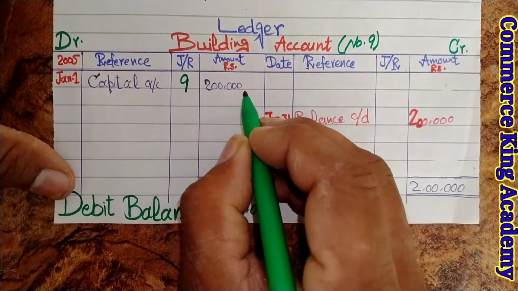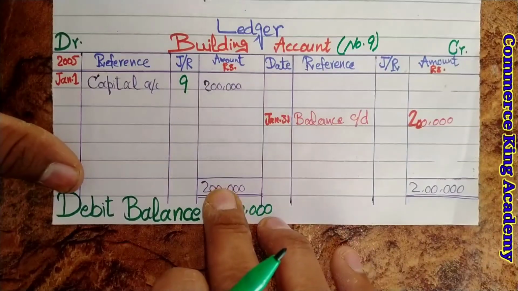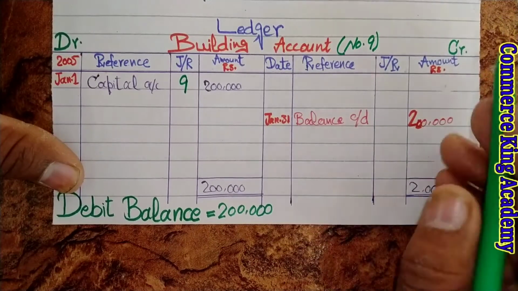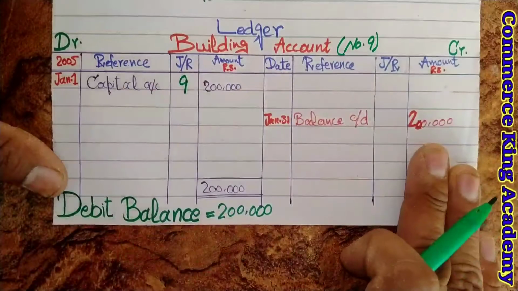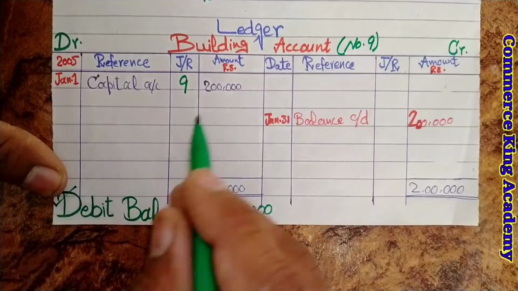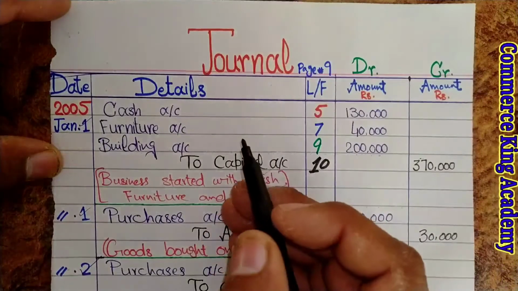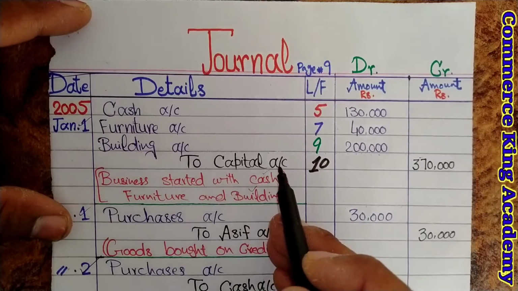Amounted 200,000 rupees. So after calculation of this column, we have difference of 200,000 rupees on credit side, which is balance carry forward. So we have debit side heavier than credit side. Ultimately, we have debit balance of ledger of building account 200,000 rupees. Okay. After making ledger accounts of cash account, furniture account, and building account, our next account is capital account.